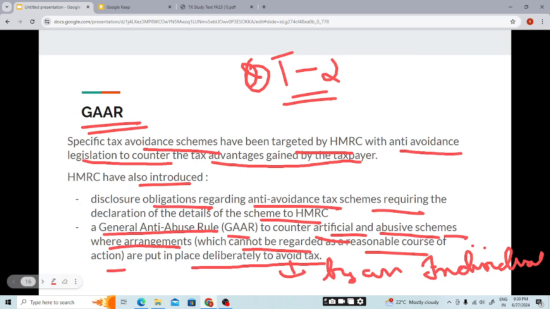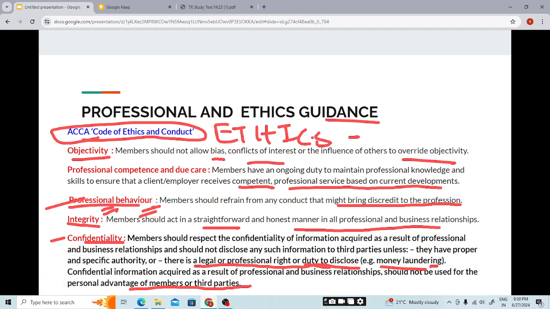Then we have studied the GAAR, the general anti-abuse rule. Why was it brought in? Because of many specific tax avoidance schemes which were aggressively used by individuals to reduce their taxation. Then we have seen professional and ethical guidance.